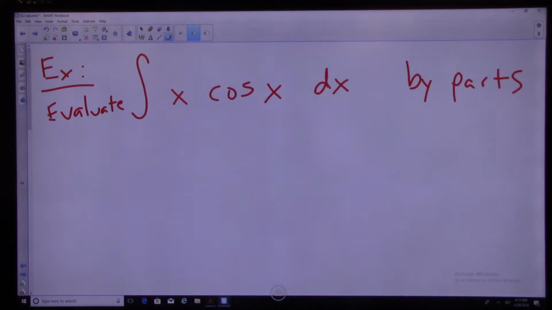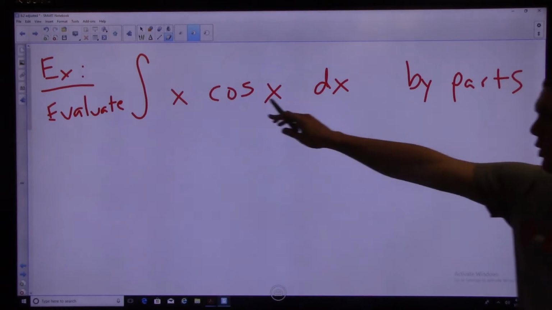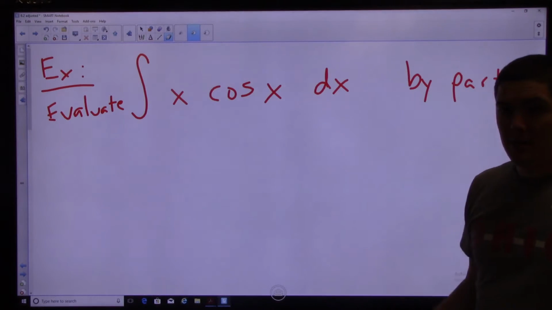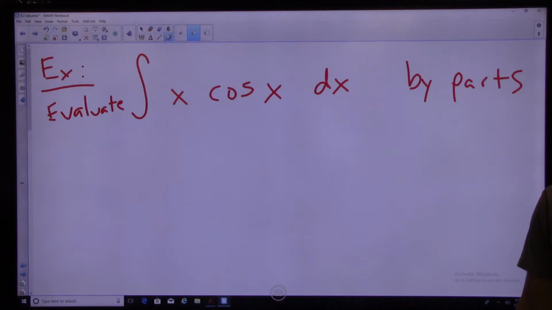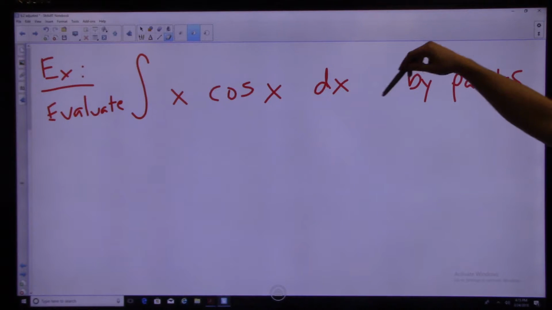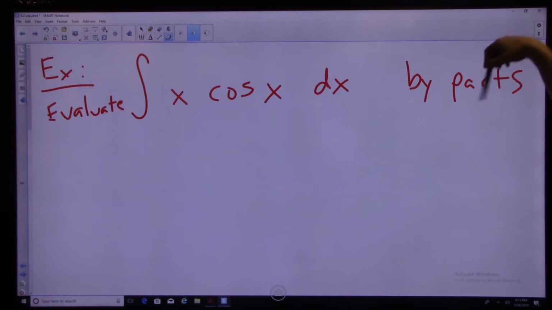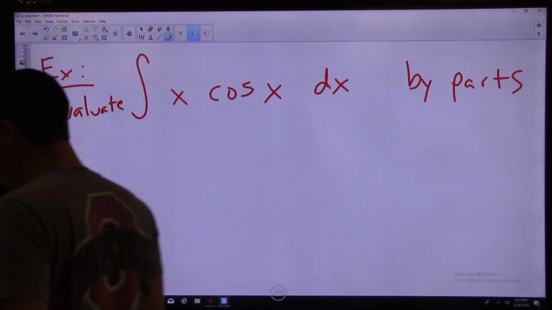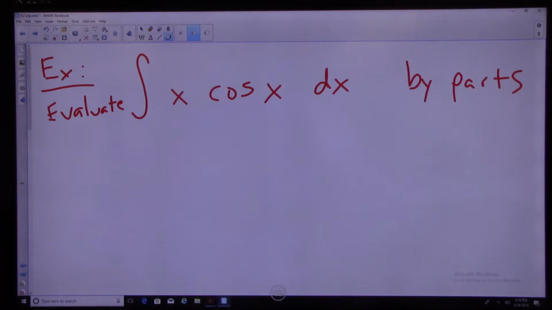Hopefully it does. So I see I've got multiplication here. I've got x times cosine of x. So like I said in the beginning of this video, it might be a good idea to use integration by parts. So it's telling me what to do here. It says evaluate this by parts. So what we need to do is pick a u. Now it's not going to make much sense right now. So what I mean here, let me go back here.